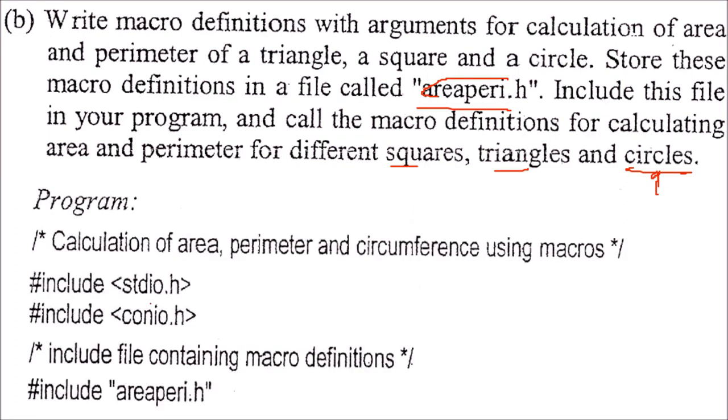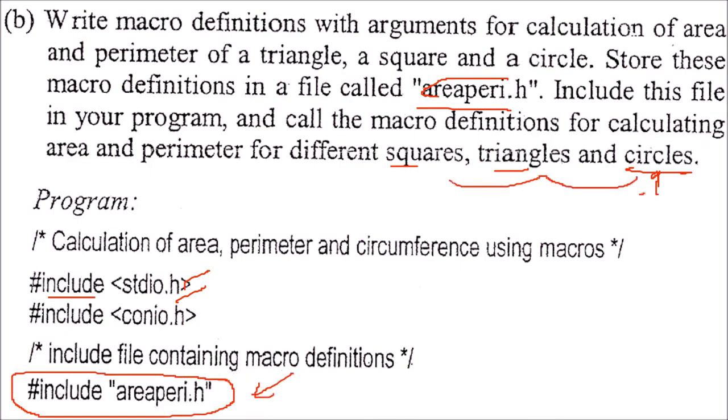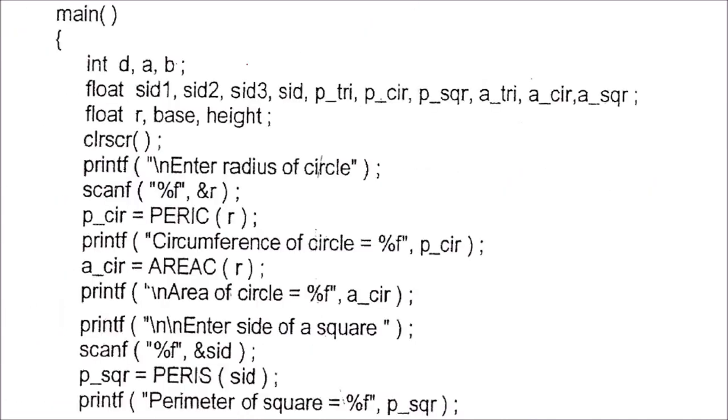So we are writing a program. This is #include stdio.h, conio.h. Then we are including the file which contains the macro definition. I'll tell you what to write for circle. Similarly, you will write for triangles and square. So in this area_peri.h, we'll include it and we'll use it. So let me tell you what I will write for circle, because I have used it as peri c and area c.